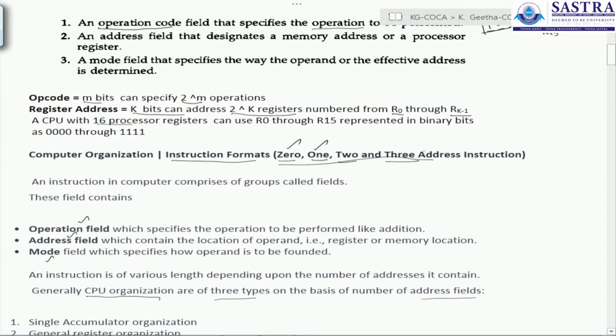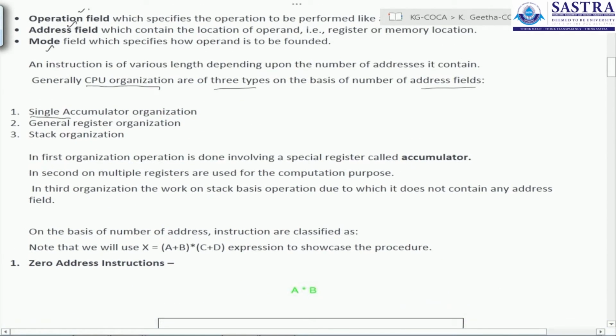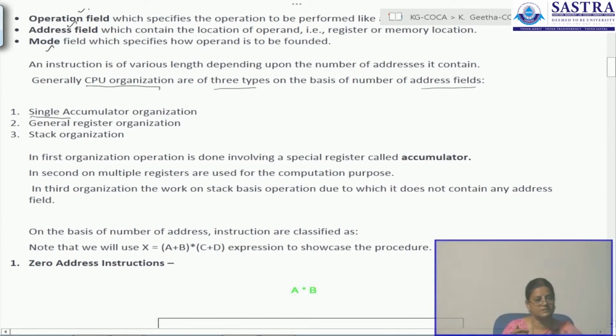Another classification refers to where the data is available. If it is going to be in the single accumulator, it is single accumulator organization. If it is going to be stored in the registers, it comes under the second category, general register organization. And if you are going to store the data in the stack, which is a special memory, then it is called stack organization.